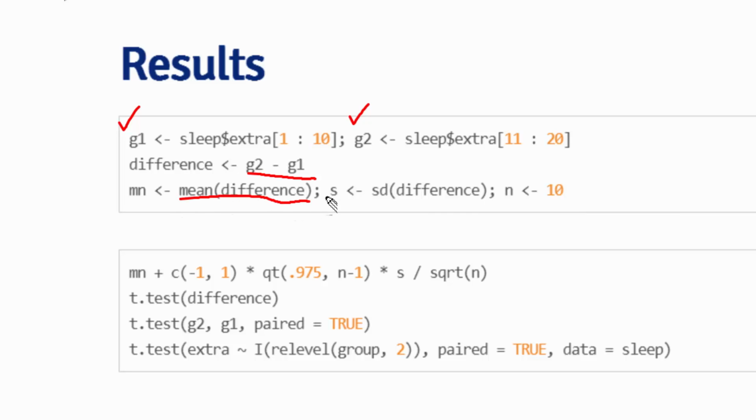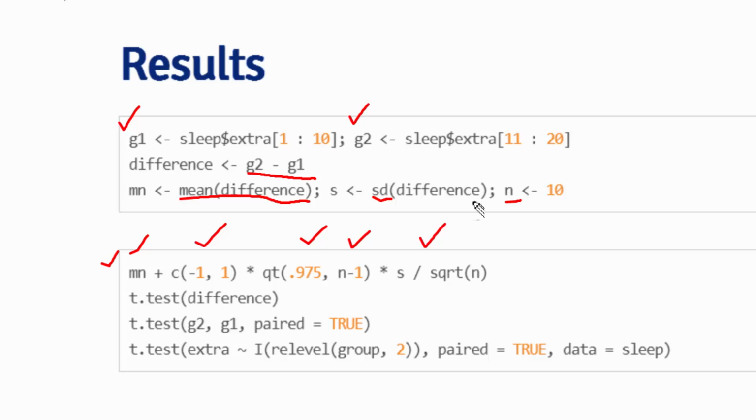The mean of the difference is just mean, and the standard deviation of the difference can be obtained with the function sd. Here, I define n to be 10. My t confidence interval can be given like this. It is the mean plus or minus the relevant t quantile evaluated at n minus 1 degrees of freedom times the standard error of the interval.